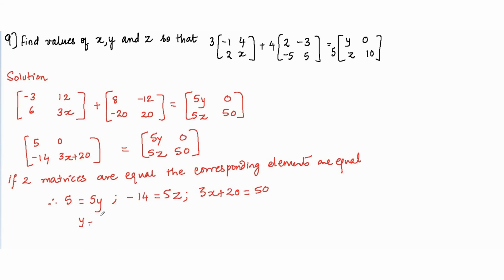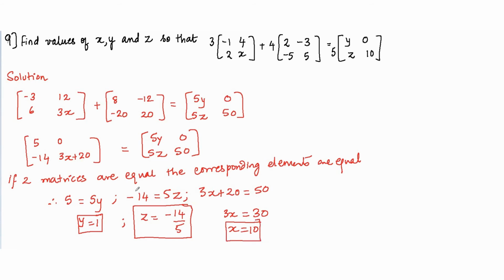So I get y equals 1 from this. I get z is equal to -14 by 5 from this. And 3x plus 20 is 50 means 3x is 30, which implies that x is equal to 10. So I have got all the values of my variables using the concept of addition of matrices and equating two matrices. Let me just pause the video for a couple of seconds and then we will continue.